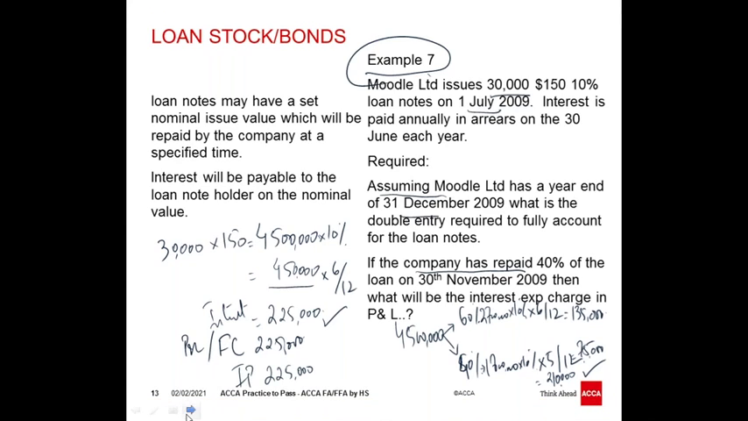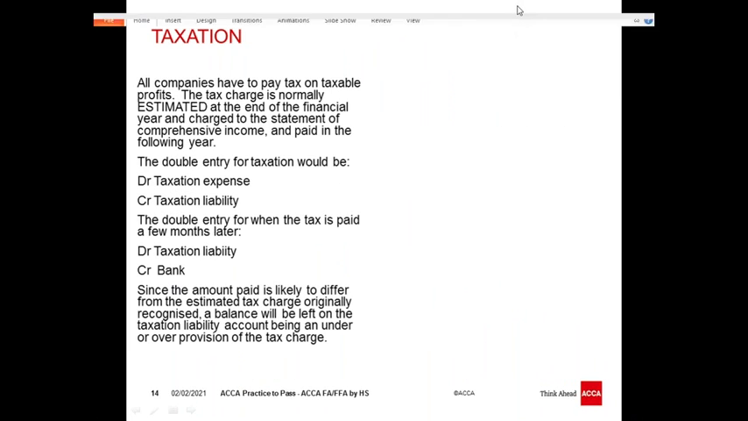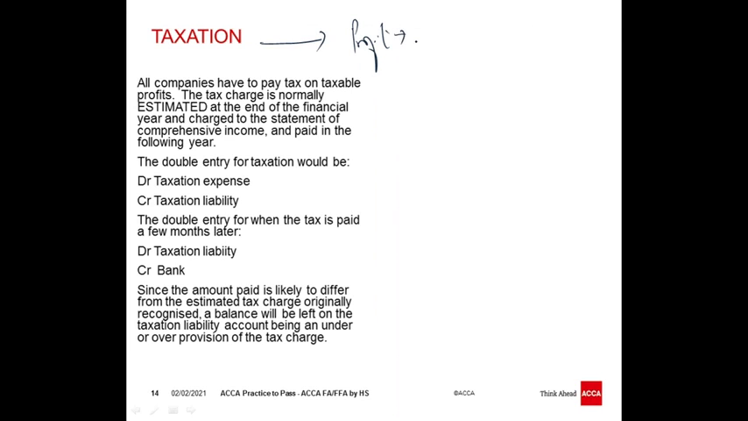Okay, moving forward, taxation. As you all know, the company has to pay its own tax based on the profits that it has earned. So suppose the tax rate is 25% and the company has earned a profit before tax of 6 lakh, you have to pay 25% tax on your profit. The company is the only entity that pays its own tax. So 600,000 into 25%, what will be the answer? The answer will be 1,50,000.